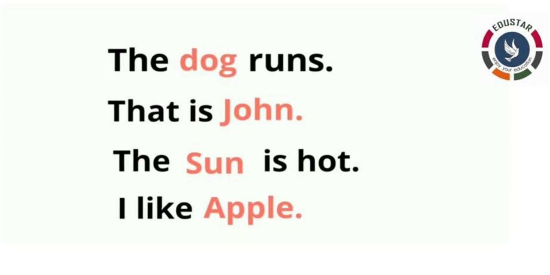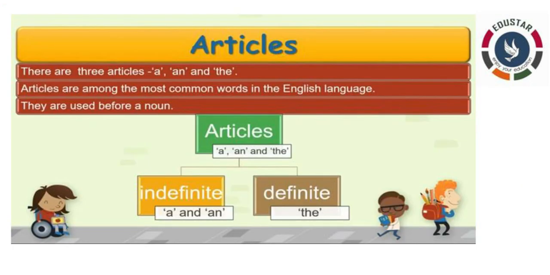That is John. In this sentence, John is a noun. The sun is hot. Which is a noun? Sun. Very good. I like apple. Apple is a noun here. Can you understand what is a noun? Now you understand what is a noun. So, an article usually comes before a noun and is used to point out things, people, animals and places.